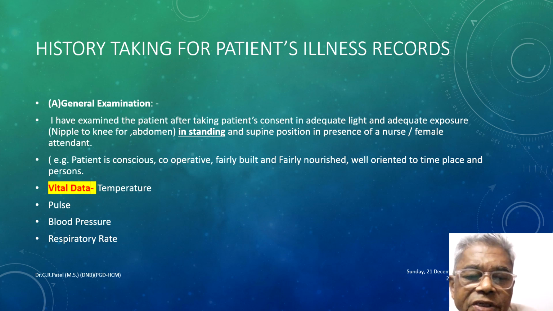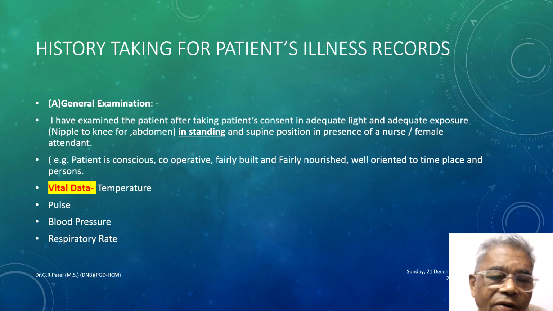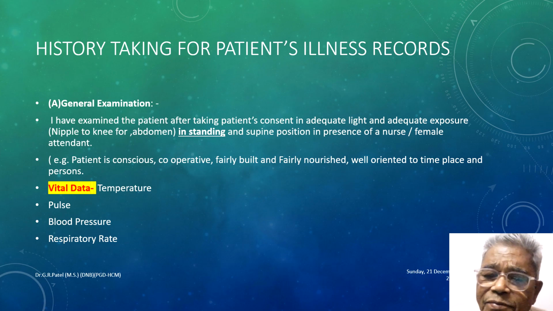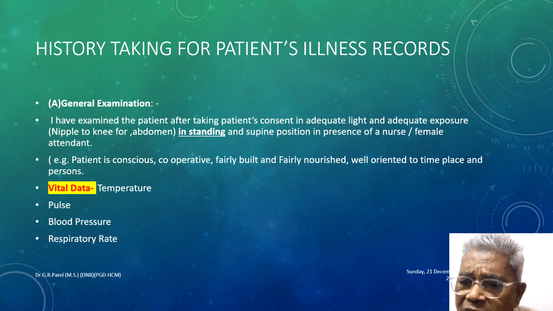For example, the patient is conscious, cooperative, fairly built and fairly nourished, well oriented in time, place, and person. So higher functions are recorded first. Then vital data: temperature, pulse, BP, and respiratory rate. These are called vitals because any abnormality of these indices points to a serious illness in the patient.